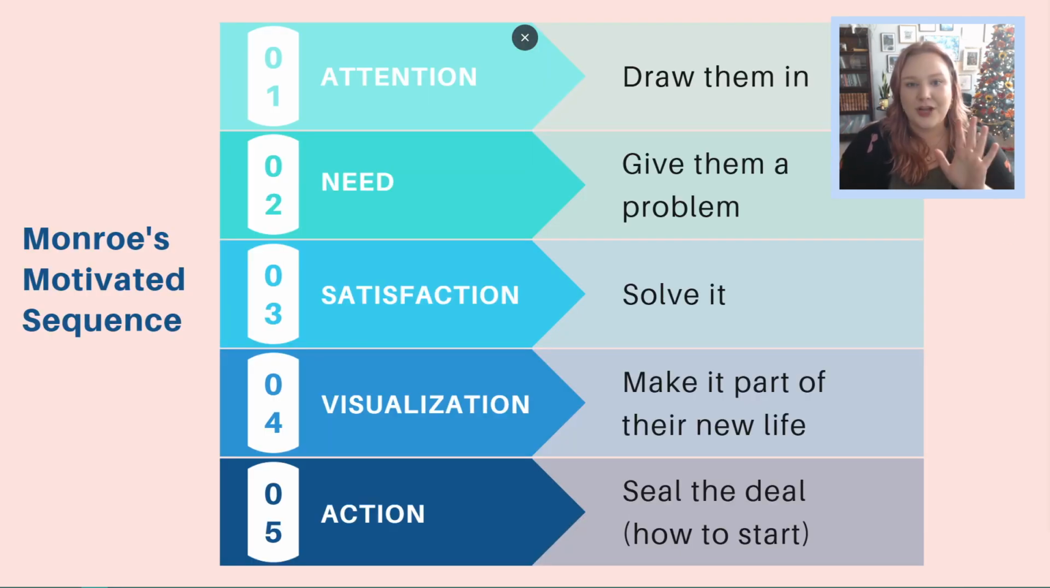So to kind of wrap it all together, here are our 5 steps of Monroe's motivated sequence. Step 1, we're getting their attention. We are drawing in our audience. Step 2 is the need. So we are convincing them that they have a need or a problem. Then in step 3, we're giving them the satisfaction. We're giving the thing that they need to solve that problem or to meet that need. Step 4 is the visualization. We are making it part of their new life. Imagine what the world will be like once this problem is solved, once you've done this thing, once you've bought this product. And then finally, we get to step 5, which is action.